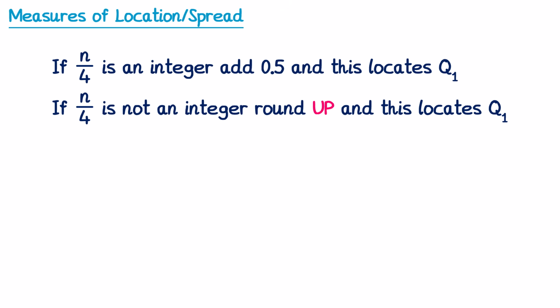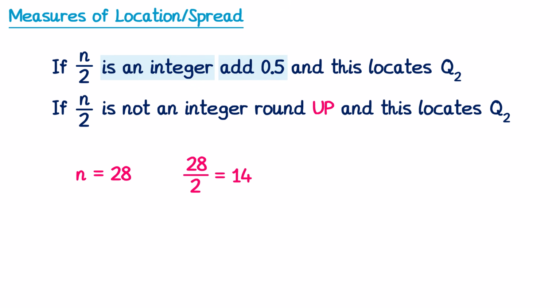Now if we move on to the median, well, it's exactly the same process, but we switch the n over 4 for n over 2, and this will locate the median. For example, if n was 28, we do 28 divided by 2, which is 14. 14 is an integer, so we must add the 0.5. So the position of the median will be 14.5.